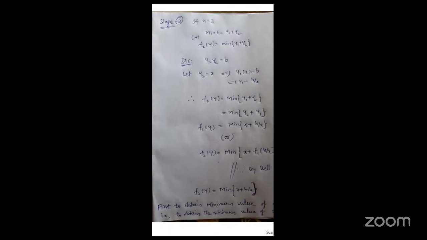Here. So first we obtain the minimum value of the above function. That is, to obtain the minimum value, what is our function? x plus b by x equal to 0. Assume this is f(x). Let us take differentiation. So x plus b by x equal to 0, differentiate with respect to x, because here x is the independent variable. Differentiate with respect to x.